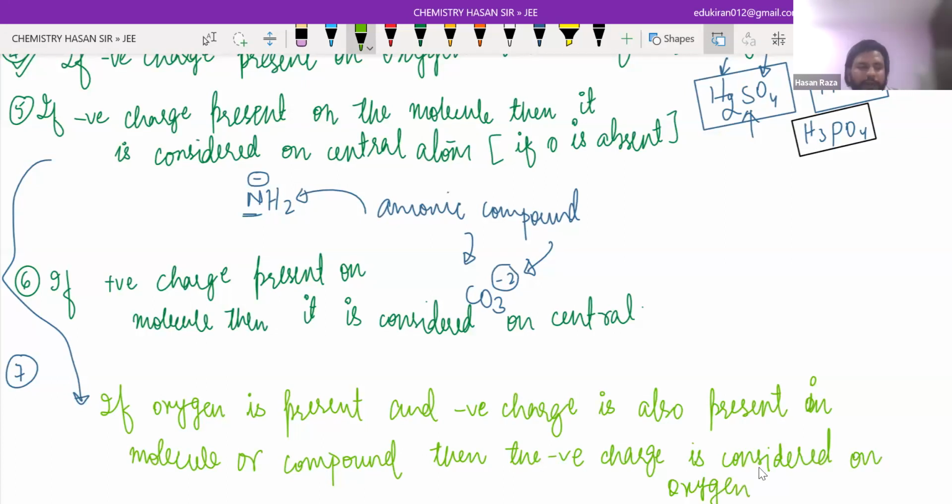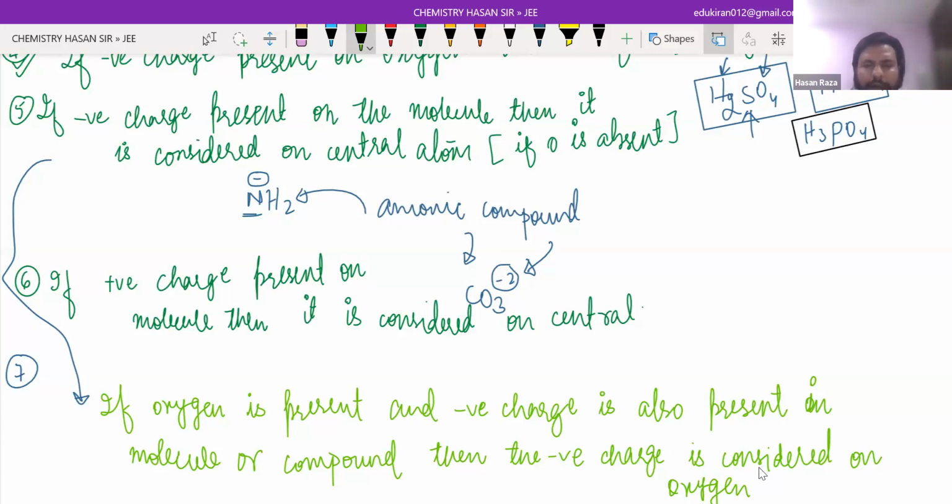If any compound is there and a negative charge is there, then you will look for oxygen. If oxygen is there, then that negative charge will be on oxygen. And if negative charge is present and oxygen is not there, then the negative charge will be considered on the central atom. These are some rules which are very, very important.